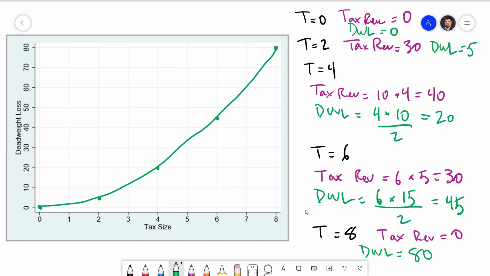we get a curve that is, like the Laffer curve, a parabola, but this time it's only the right-hand side of a parabola. There's a quadratic relationship between tax size and deadweight loss, meaning that as tax size increases, deadweight loss increases faster, which is exactly what we see in the numbers. This curve does not have a special name like the Laffer curve.